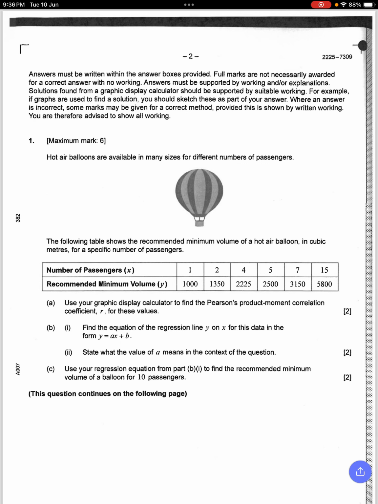Hey everybody. Today we're gonna be looking at the May 2025 IB AI SL paper. So today I'm just gonna focus on questions pertaining to statistics, probability, some sequences, some financial maths, some binomial distribution questions. So I'm going to make a series of videos just to show you some of the solutions.